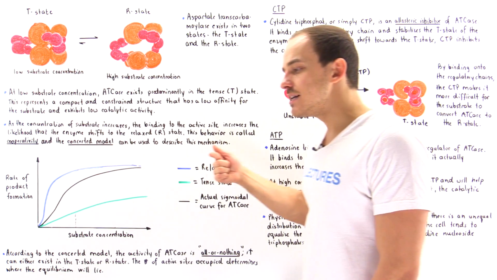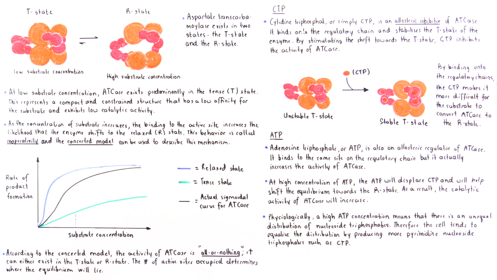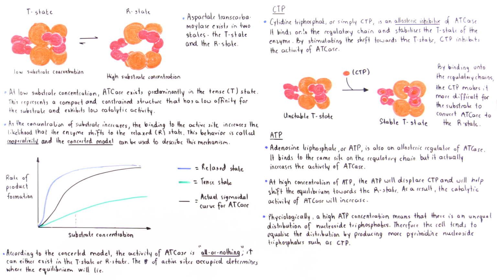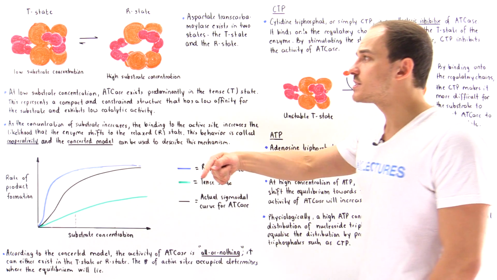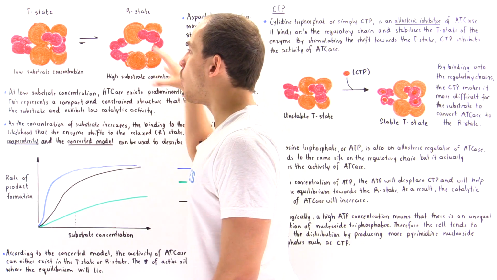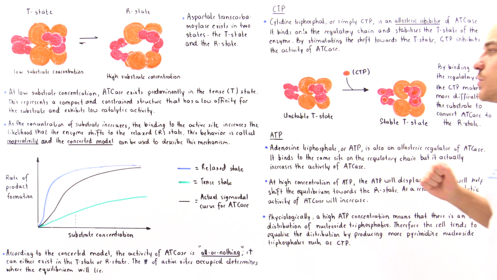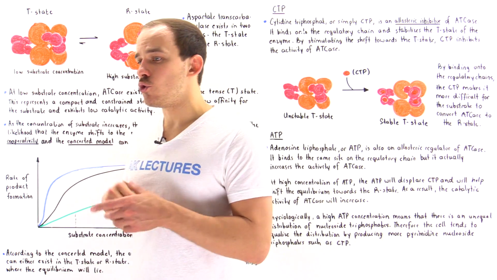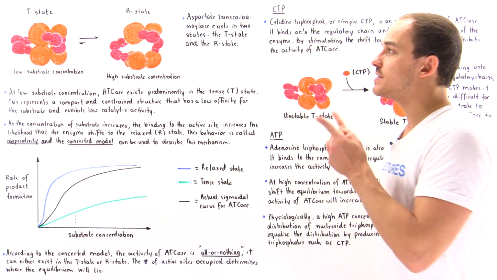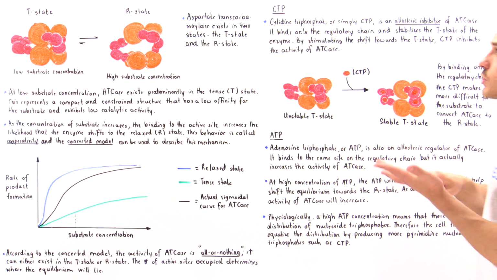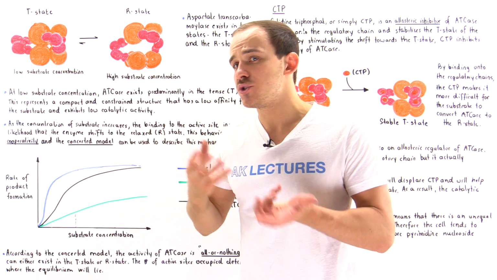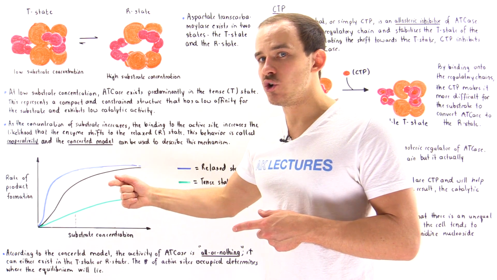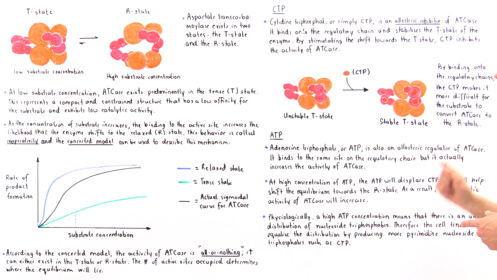And so what that means is when CTP actually binds onto the regulatory chains, these CTP molecules make it more difficult for the substrate to actually bind onto the active sites and transform this quaternary structure from the T state into the R state. And so in this manner, our cells use these CTP molecules to actually regulate the behavior of this enzyme. So when we have a high concentration of CTP, we don't want to produce any more CTP, and so the cell uses the CTP in a negative feedback loop to basically inhibit the activity of this enzyme.